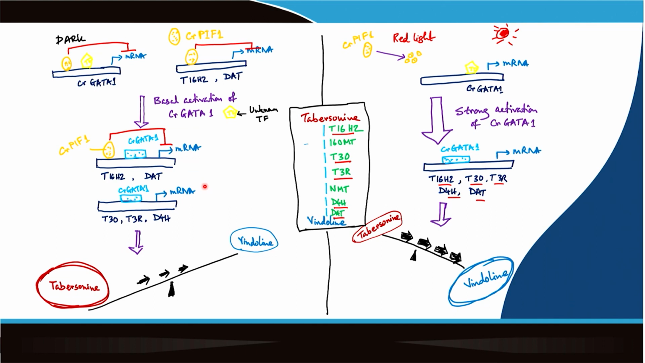But one unknown transcription factor, which is denoted with this fluorescent yellow, mediates the lower basal expression of CrGATA1 despite the CrPIF1 repression. So, that means some basal level of CrGATA1 is expressed, and that is why this is producing some amount, but it is mostly the tabersonine, that is why I put it in a big circle.